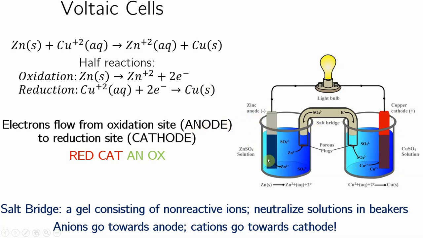Okay, this is called an electrode. This and this, these two things are called the electrodes. The electrode where the oxidation takes place is known as the anode. The electrode where the reduction takes place is known as the cathode. And here's a mnemonic: red cat, reduction cathode, and ox, anode oxidation.